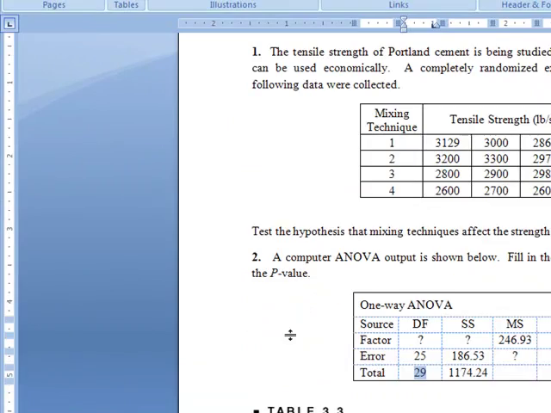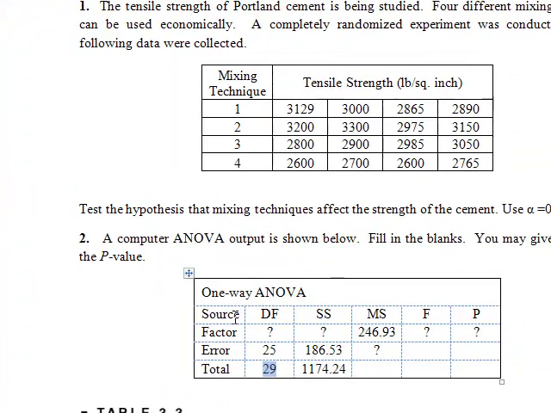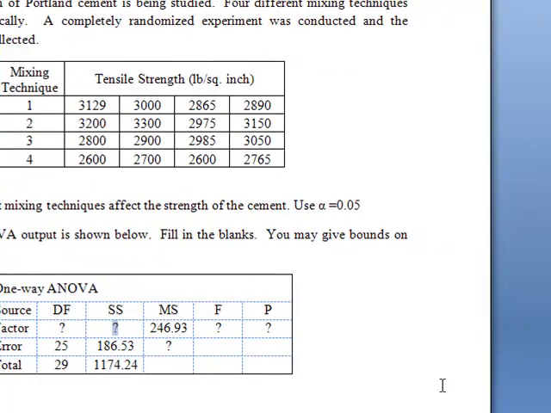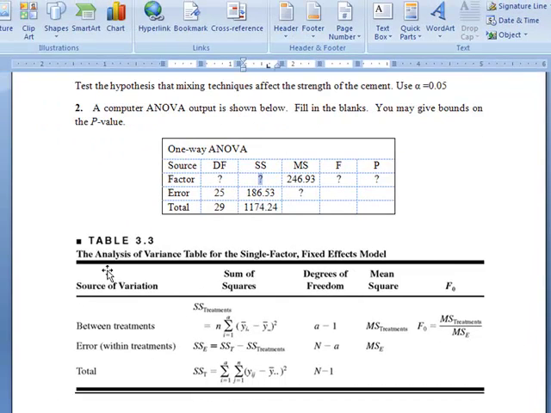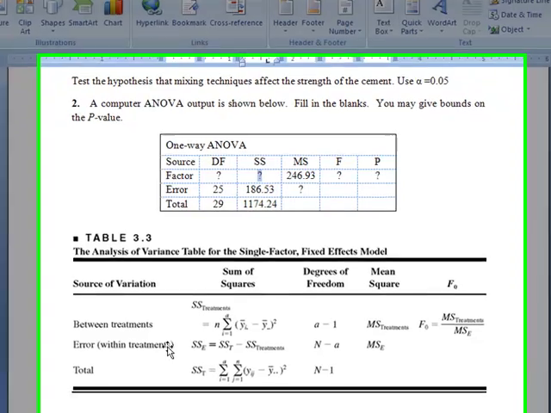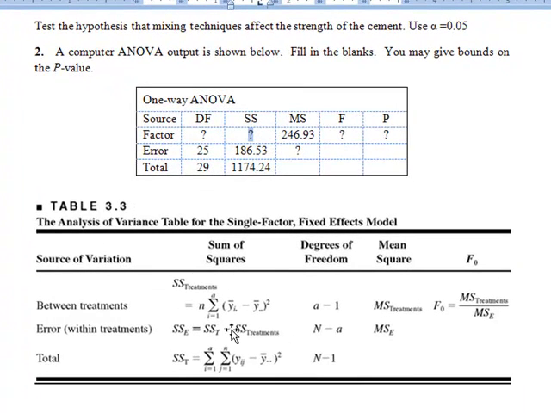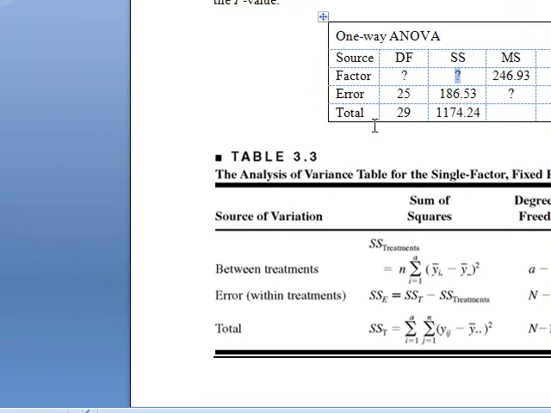Next problem is problem 2. Here we need to calculate some missing values in this table. A computer ANOVA output is shown in this table, and we need to calculate the values for these question marks. This is Table 3.3 from the book. I have copy pasted it here. This table is very important, and we will use the equations given in this table to calculate these values, right?